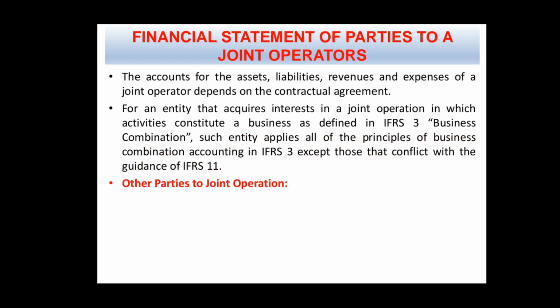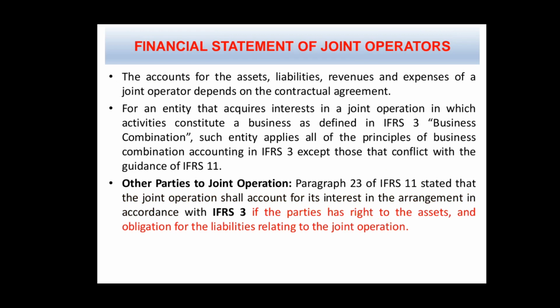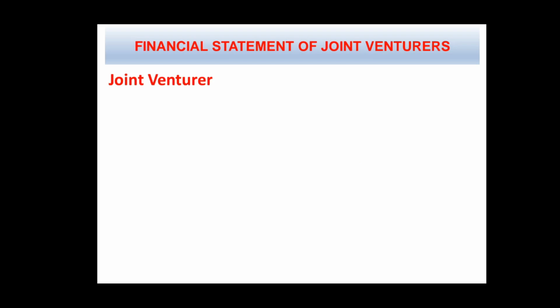For other parties, we are talking about all those parties that do not have joint control of the operation, that cannot influence the decision making of the joint operation. According to paragraph 23 of IFRS 11, the party shall account for its interest in the arrangement in accordance with IFRS 3 if it has rights to the assets and obligations for the liabilities. Although they may not have influence over the key decision making, as long as the party has rights to the assets and obligations for the liabilities, they will still be treated in line with IFRS 3, which is business combination.